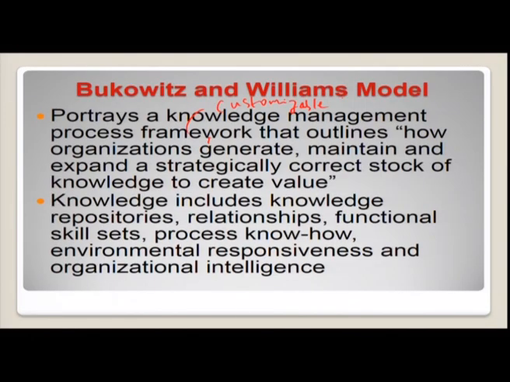The knowledge in the Bukowitz and Williams model includes knowledge repositories, relationships, functional skill sets, process know-how, environmental responsiveness and organizational intelligence. My dear viewers, as far as the Bukowitz and Williams model is concerned, what are the ways in which the knowledge is included is a possible question. The answer is the knowledge includes knowledge repository, relationships, functional skill sets, process know-how, environmental responsiveness and organizational intelligence.